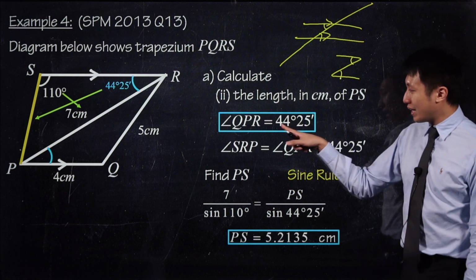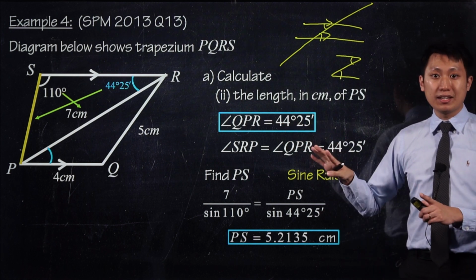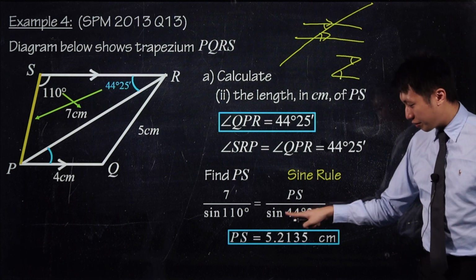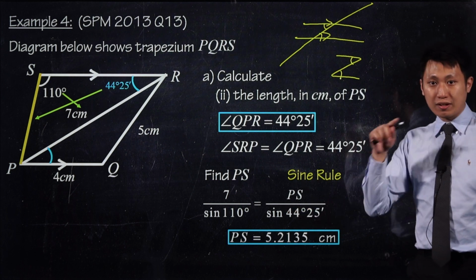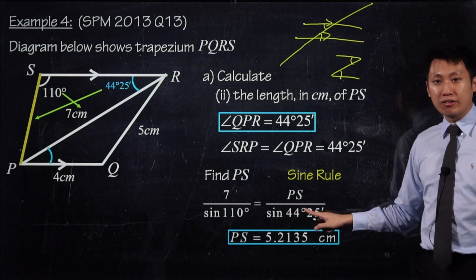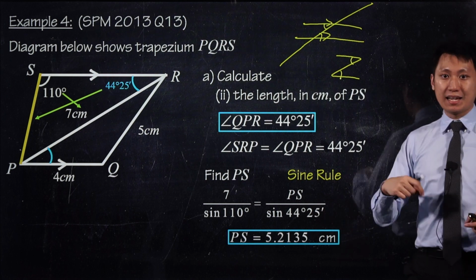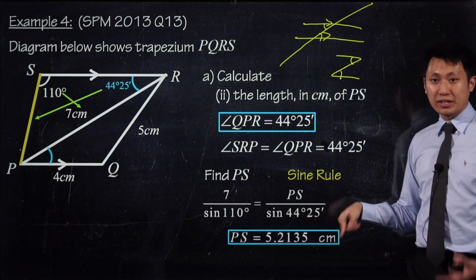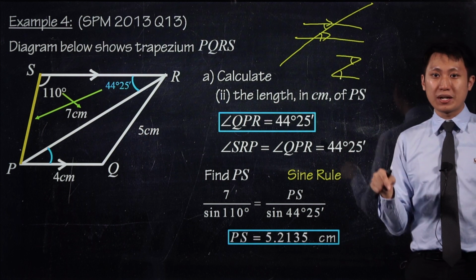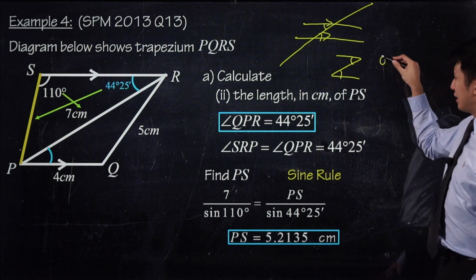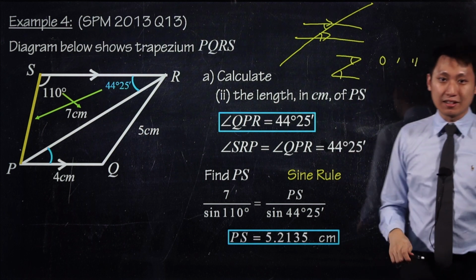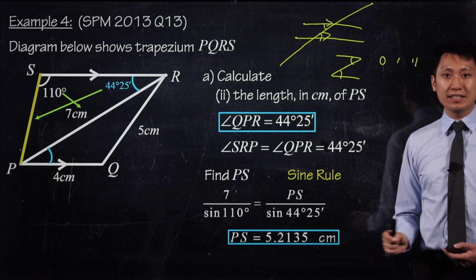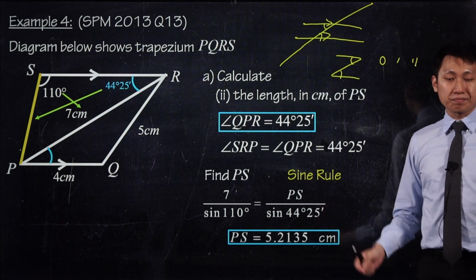What I said just now was 44 point something. That is easier because of here. You see, pressing sine 44 degree 25 minute is slightly harder. 44 point something is easier because you don't have to press this thing. So that's slightly easier, but it doesn't matter.